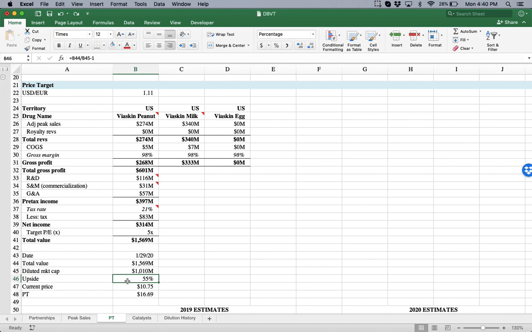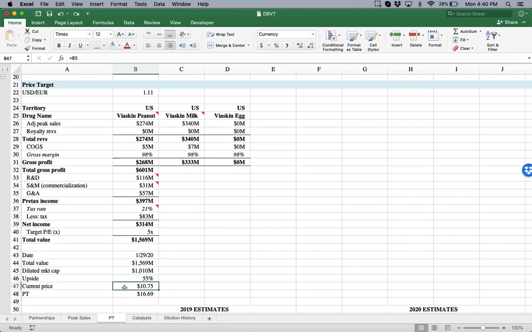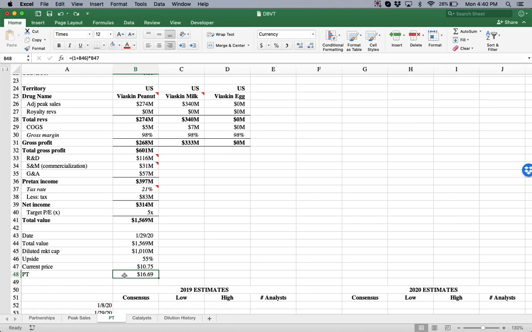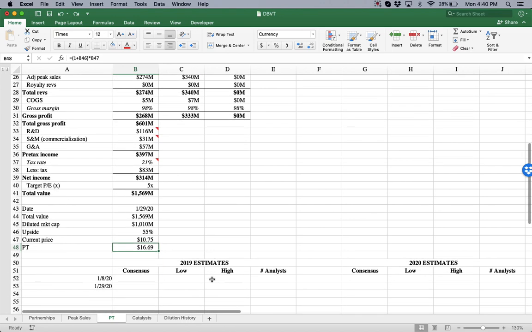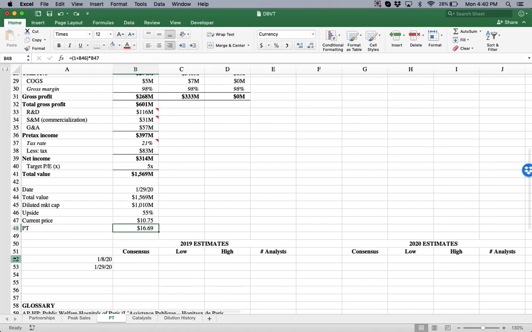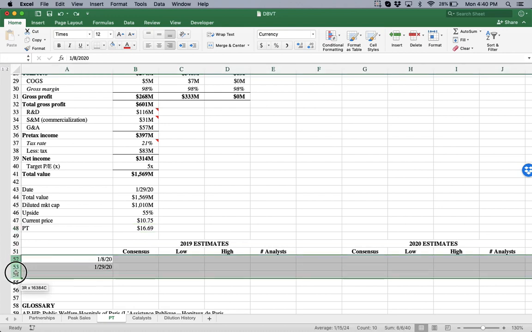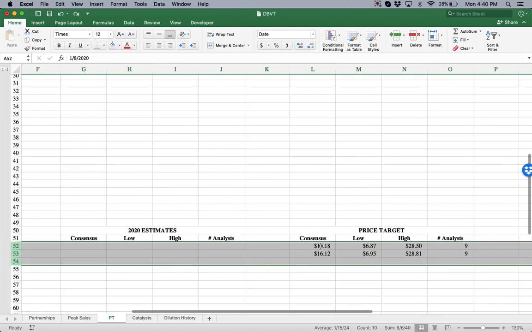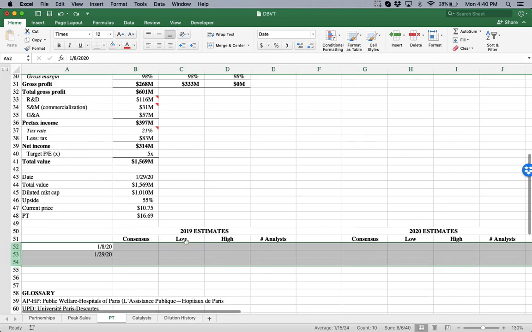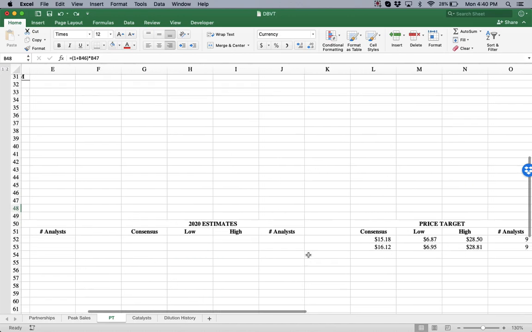And so then based off of a current price of $10.75, our price target is $16.69. And it's always a good idea with any type of company you evaluate just to see where your estimate lies relative to the consensus. So you can show here what the consensus price targets are. So you could see, let's say we come up with 16.69, so we are basically a little bit higher than the consensus.